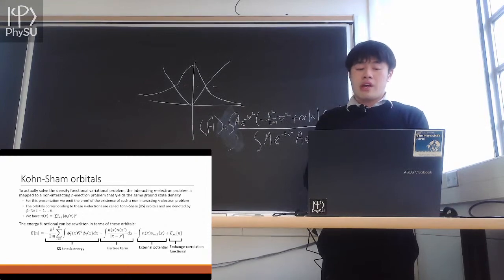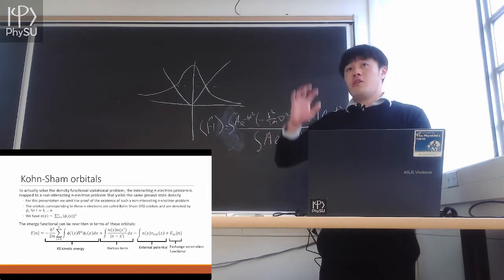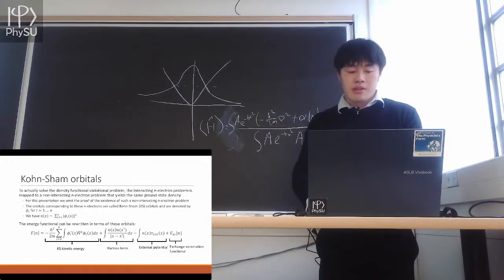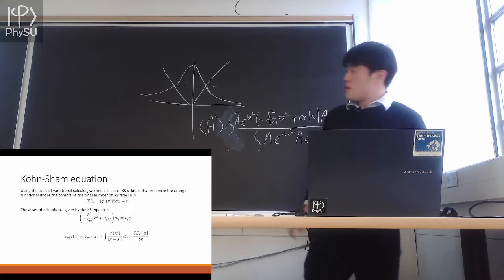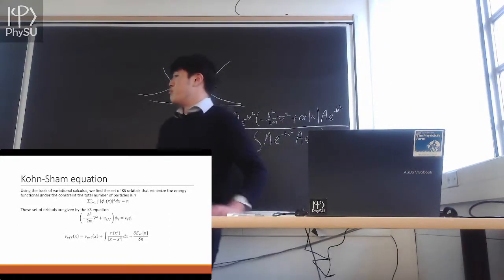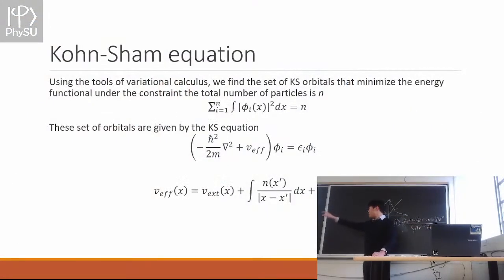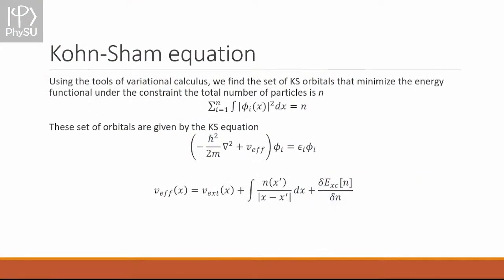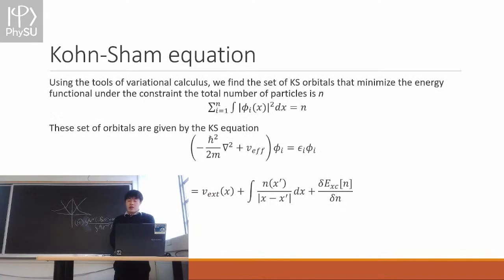So what ends up happening is that when you do this mapping, you actually get what's called the Kohn-Sham equation, which is the second equation on this slide. And the solutions to these equations are basically the solutions to the non-interacting electron problem that will give you the same, the correct, ground state density.